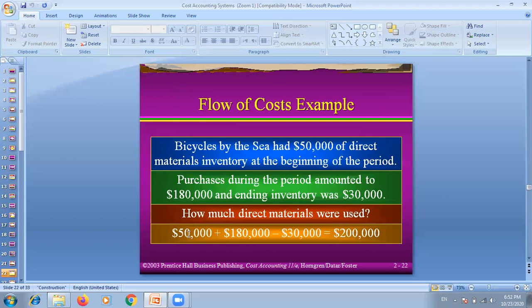So beginning raw material inventory plus purchased material minus ending inventory gives the materials used. Again, I had 50,000 of direct material at the beginning of the period. Through the period, I purchased 180, so the available to use is 230. When I find at the end of the period that I have $30,000 of unused material, they are ending inventory. So 50 plus 180 gives 230, the remaining is 30, so the materials used are 200.